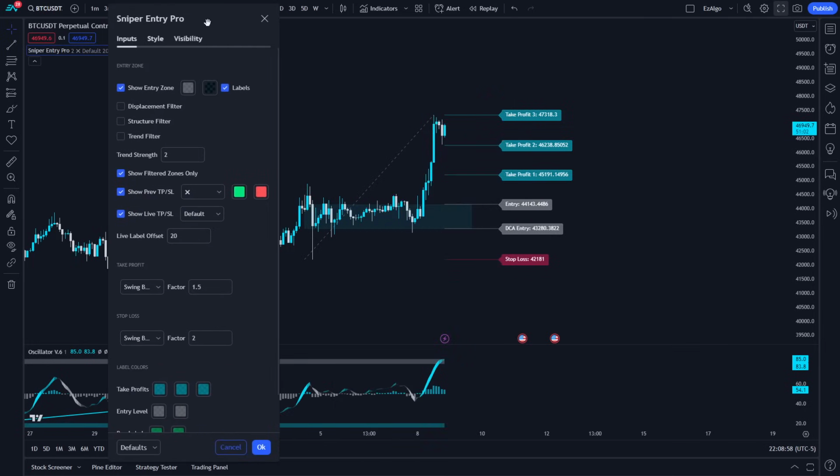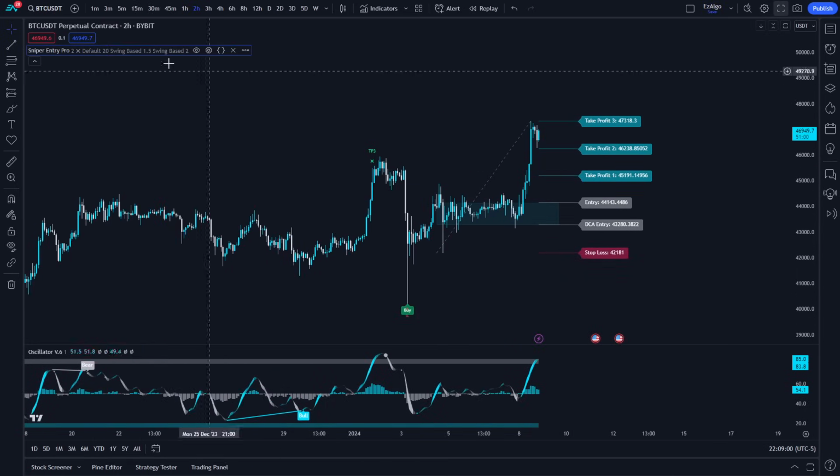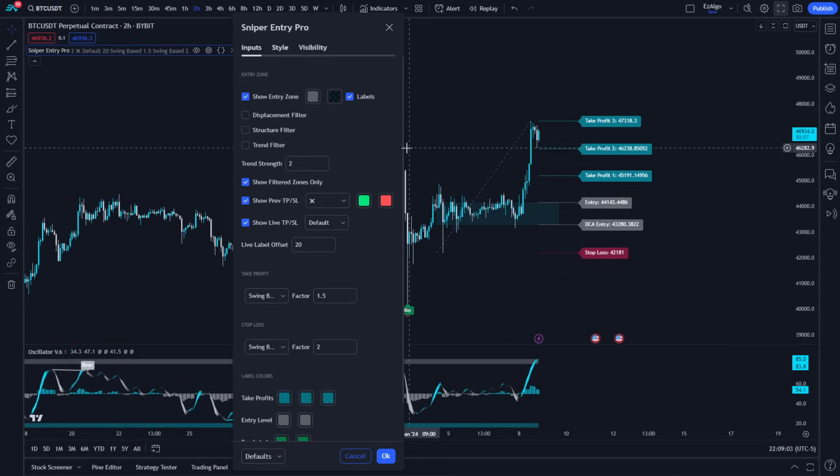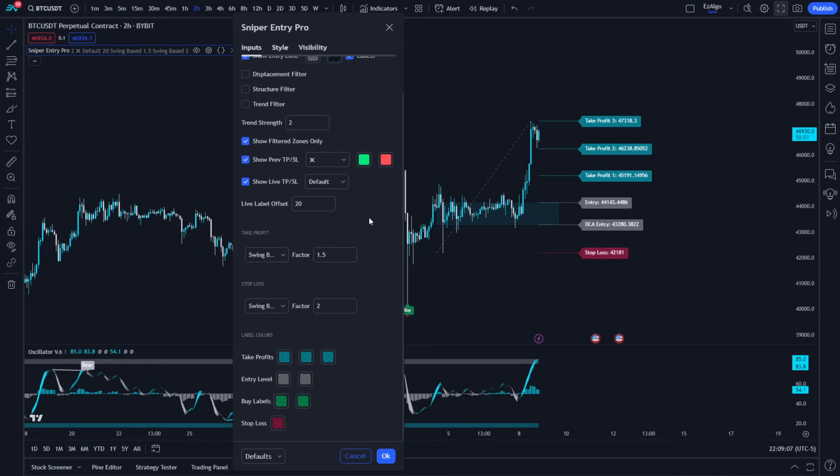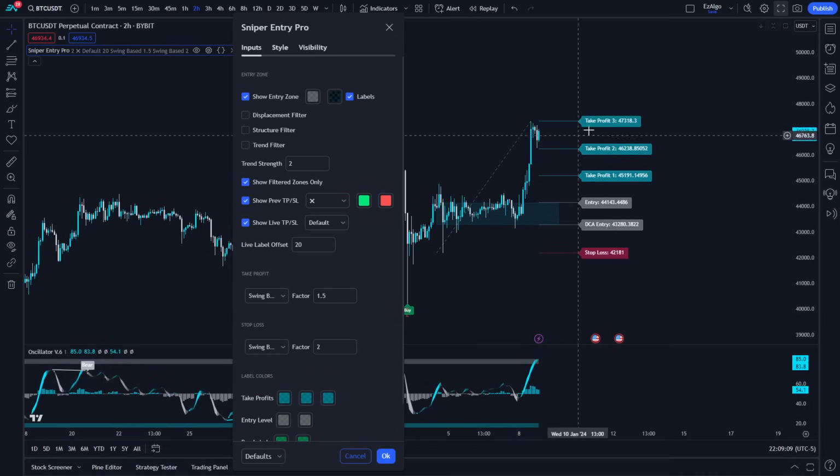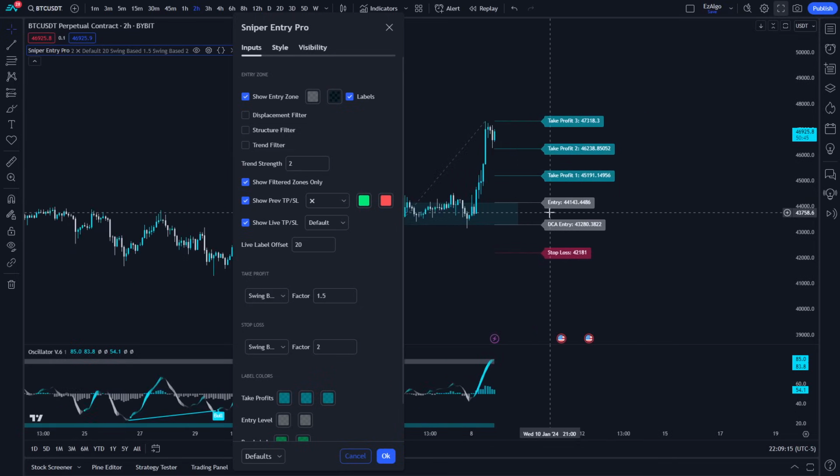Once you've submitted your info, you'll receive access to Sniper Entry Pro. Now let's go into the settings here just so you guys know all of the details. To start, we have the show entry zone. By the way, all of these colors are customizable, so if you don't like the colors, you can change them. The entry zone is where you're going to be looking to take positions.